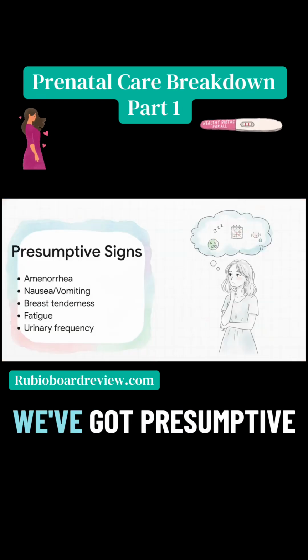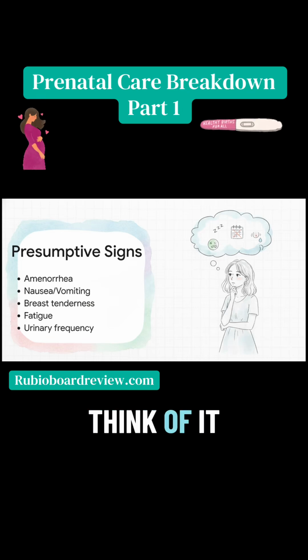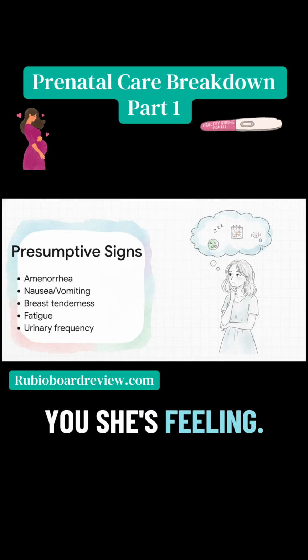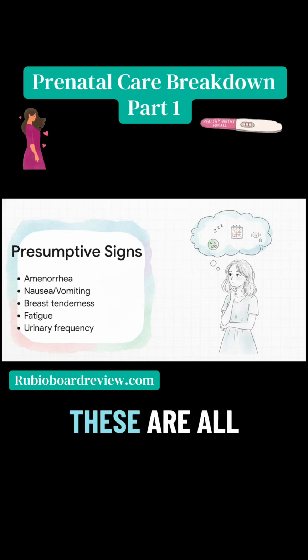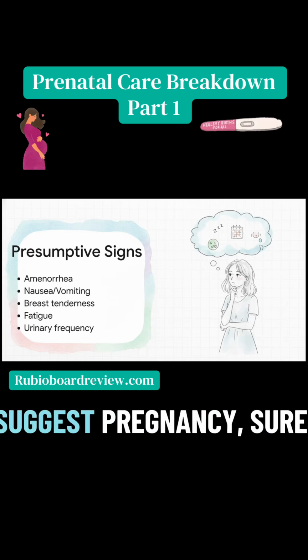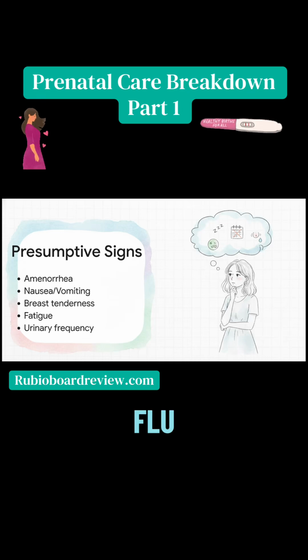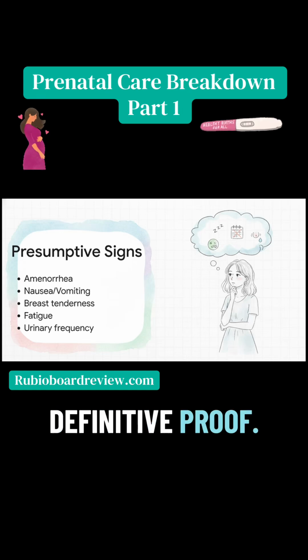So first up, we've got presumptive signs. The key word here is presumptive. Think of it like this. These are the things the patient presumes or tells you she's feeling. You know, a missed period, nausea, feeling super tired. These are all subjective. They might suggest pregnancy, sure, but could they be something else? Like maybe she just has the flu or she's really stressed out. You bet. So this is not definitive proof.